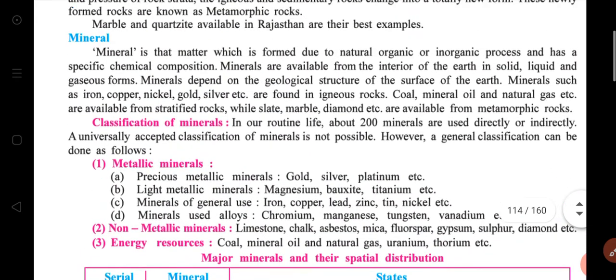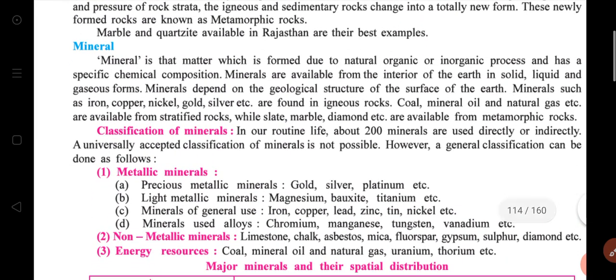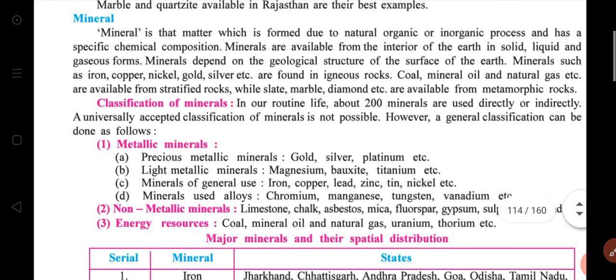Then minerals. So what is a mineral? Mineral is that matter which is formed due to natural organic and inorganic processes and has a specific chemical composition. It is available from the interior of the earth in solid, liquid, and gaseous form. So it depends on the geological structure of the surface of the earth. Mostly gold, silver, copper, nickel, etc. are found. The classification: mostly 200 minerals are used directly or indirectly in routine life.